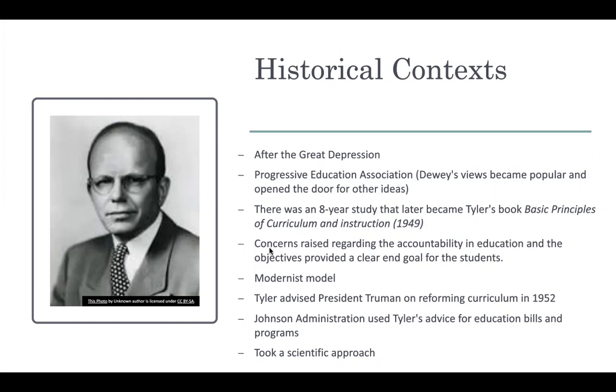After the Great Depression, America was going through a really rough time. There were concerns being raised regarding the accountability in education, and the objectives provided a clear end goal for students with Tyler's view on curriculum reform. Again, he was a moderate model. Tyler advised President Truman on reforming curriculum in 1952, and then the Johnson administration used Tyler's advice for education bills and programs. He took a scientific approach.